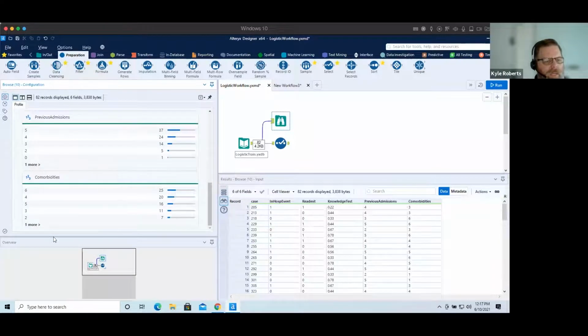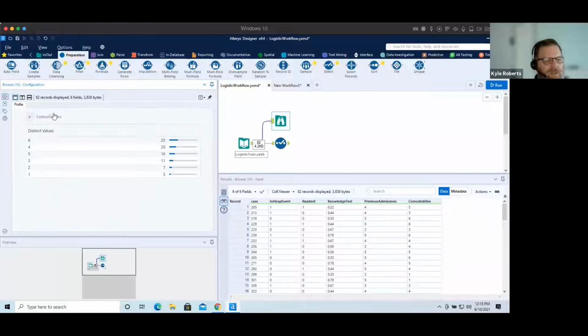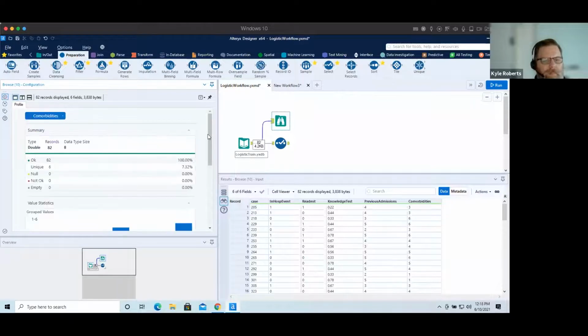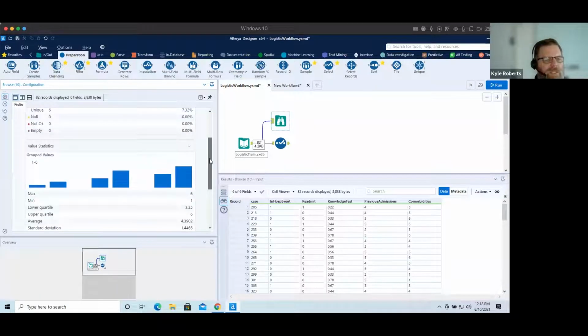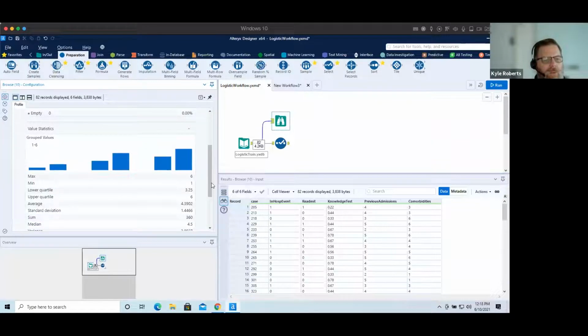And then comorbidities, let's go ahead and look at those. Looks like we have anywhere between 1 and 6. So it looks like there's nobody that came in that didn't have at least one comorbidity. All right, so there's our data.